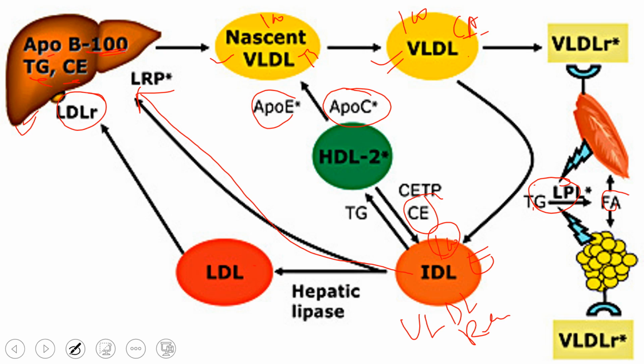The IDL is going to be processed by hepatic lipase. So some more triglyceride is digested here, and in this process it loses ApoE as well. So it has only B100. So this LDL has two options: either it will go to the tissue or it will go to the liver.